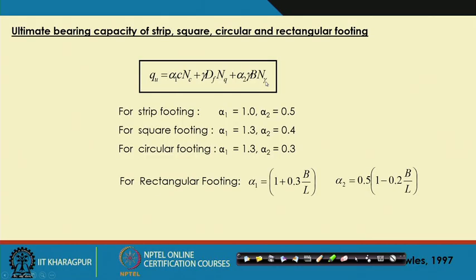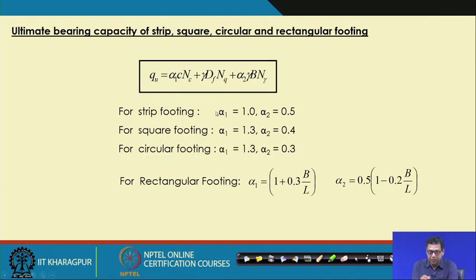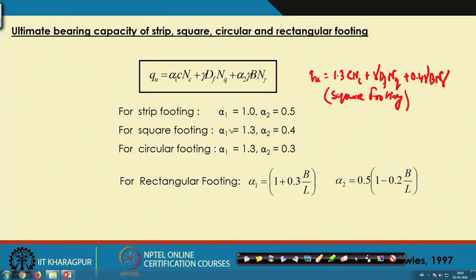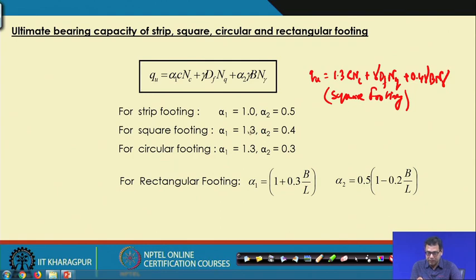Now for the strip footing, this is the original equation developed by Terzaghi. In that case alpha 1 will be 1 and alpha 2 will be half, or 0.5. But for the square footing, alpha 1 value is 1.3 and alpha 2 is 0.4. So for the square footing, qu will be 1.3 c Nc plus gamma Df Nq plus 0.4 gamma B N gamma. This is for square footing. For circular footing, alpha 1 is 1.3 and alpha 2 is 0.3. So these are the corrections for these three types of footing; for strip footing it is not a correction because it was originally developed for it. So alpha 1 and alpha 2 for circular and square footing are recommended like this.